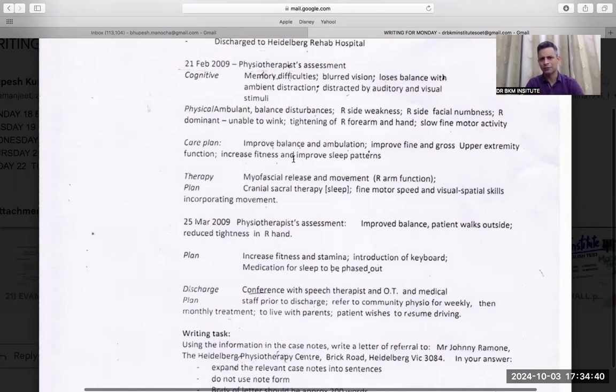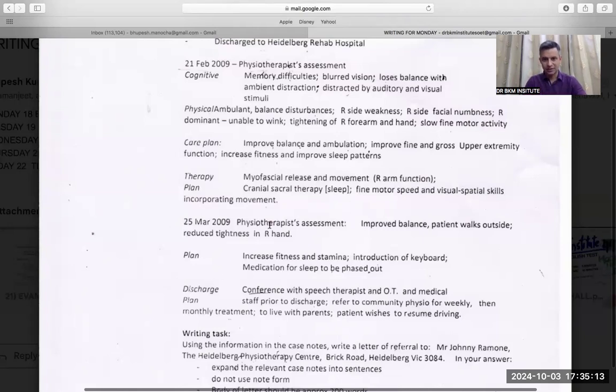But yeah, do talk about physical things. Increase fitness, talk about it. Improve sleep patterns is not important for physio, but yeah, you can write it because ultimately when we sleep, we recover. So write only those things. Today, physiotherapy assessment has been done and he has been found to have improved balance. Patient can walk outside and has reduced tightness in hand. So now the plan has been created to increase fitness and stamina. Therefore, he is being referred under your expertise.